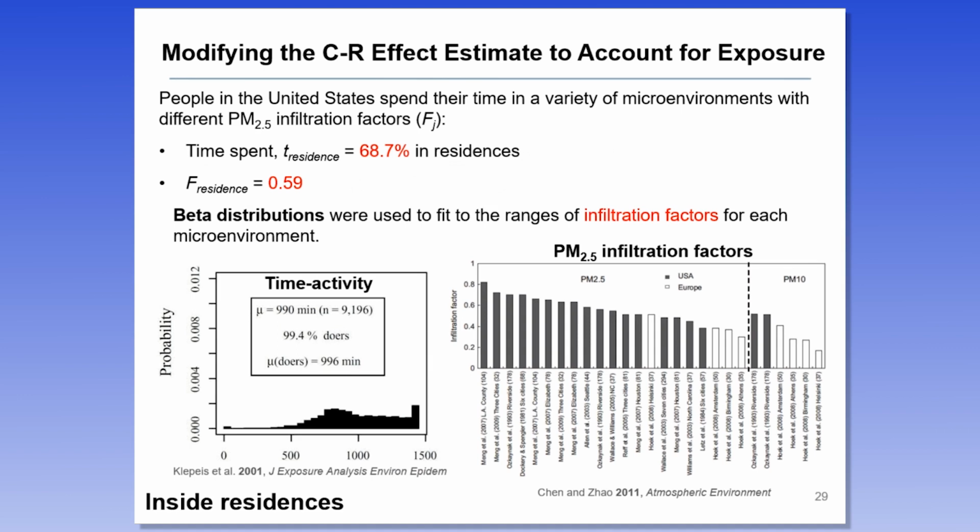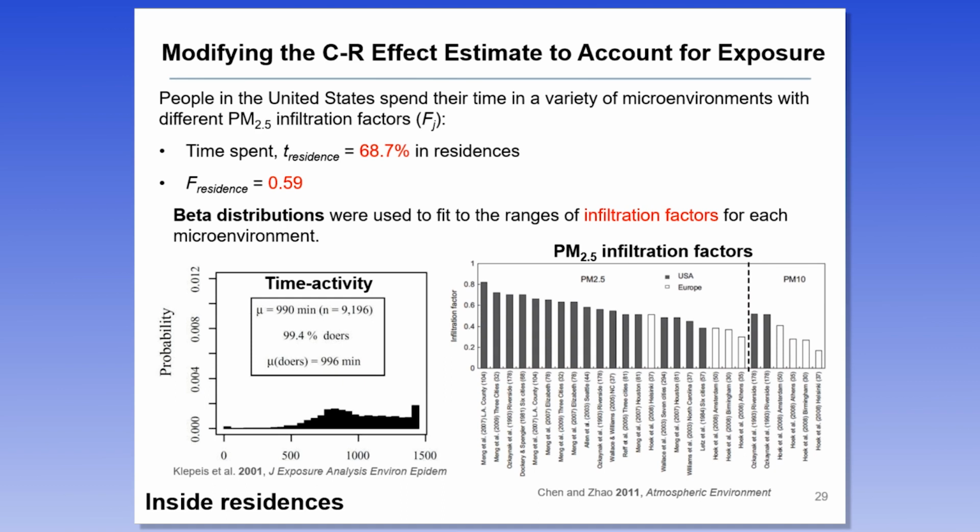For inside residences, the average time that we spent in residences was about 68.7%, with the distribution that you can see on the bottom left side graph. It is reported in Leaderer's 2001 study. And then the infiltration factor was based on the PM2.5 infiltration factors reported by Chen and Zhao in 2011 for U.S. buildings. So we talked about this study before as well.